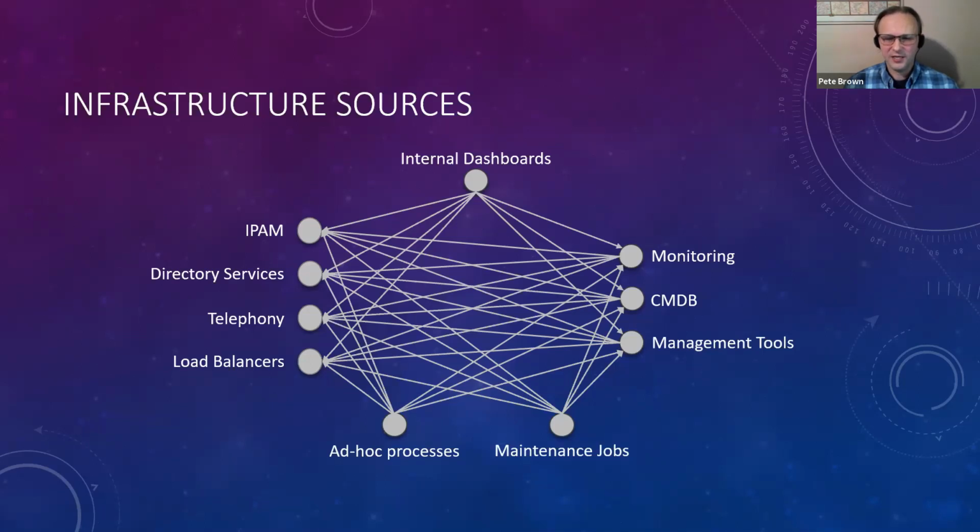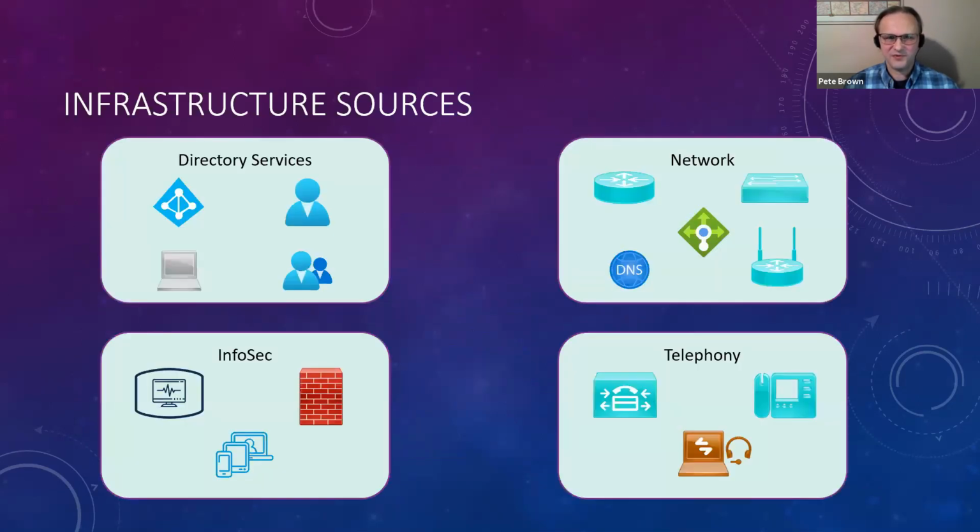So to give you an idea of the types of sources we're referring to, in the AD world, in Microsoft Active Directory, you're going to have the AD management. Usually people are using Azure these days for that, but you have the directories of employees. On the network side, you have inventories of routers, switches, your IPAM, your DNS management. InfoSec has their own data sets as well as telephony. And these are just some common samples that most organizations are going to run into.